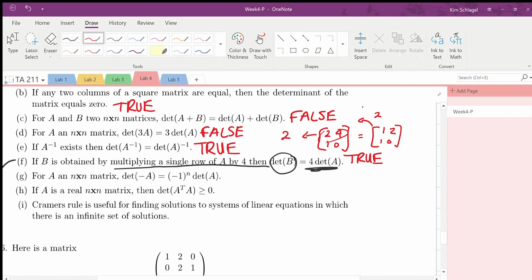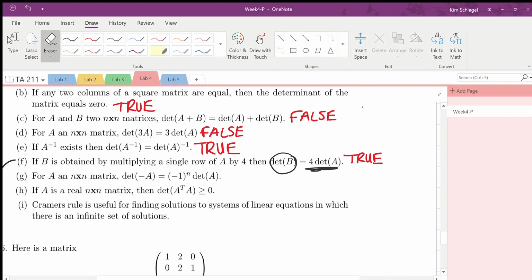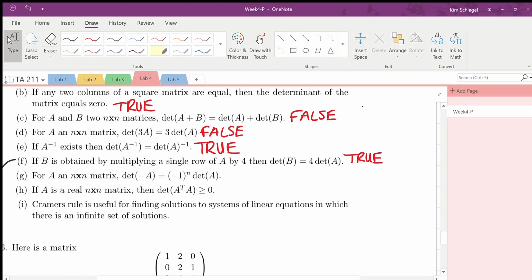So you can think of it like normal factoring of polynomials. Because we multiplied only one single row by 4, we know that we took out a 4, so in the end we have to multiply it back by the determinant. So that's why this one works here.